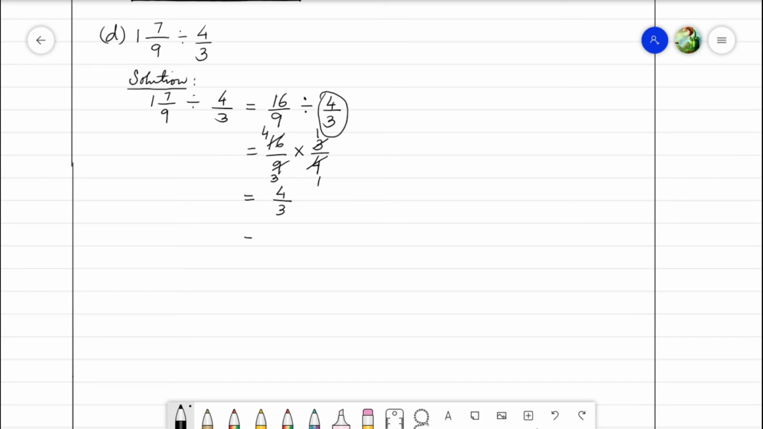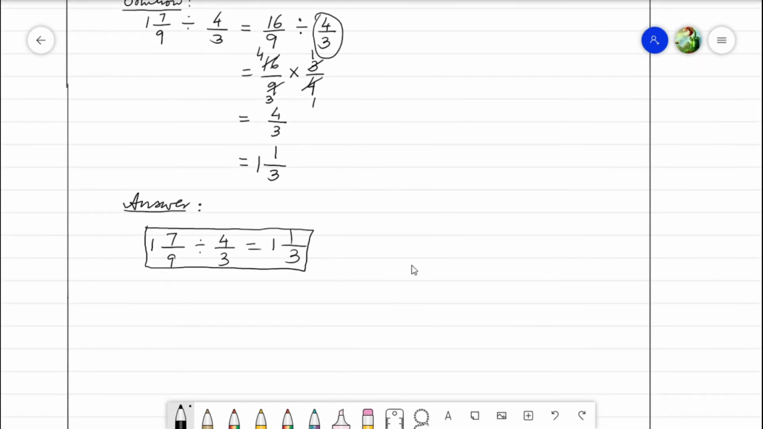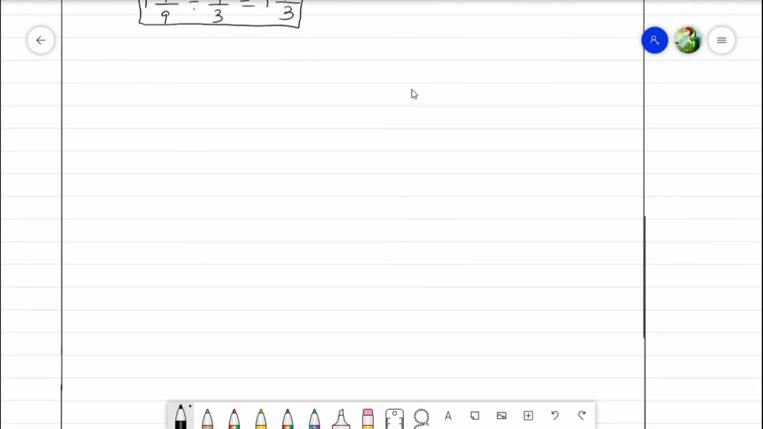Again, it's an improper fraction, so I will change it into a mixed number. That is the answer, and I will write answer and put it inside a box. Okay, this is our answer, and we have done question number 1 and question number 3. Now we are going towards question number 5.